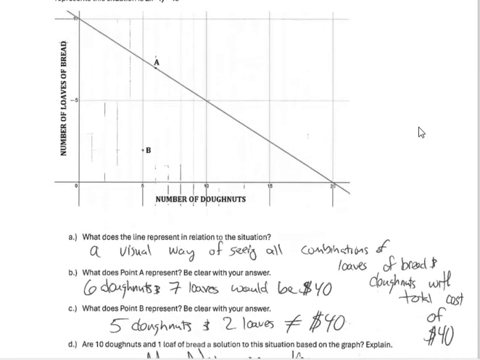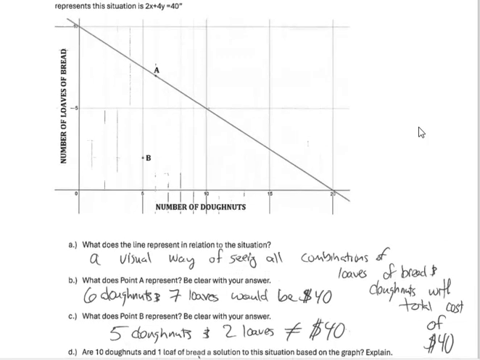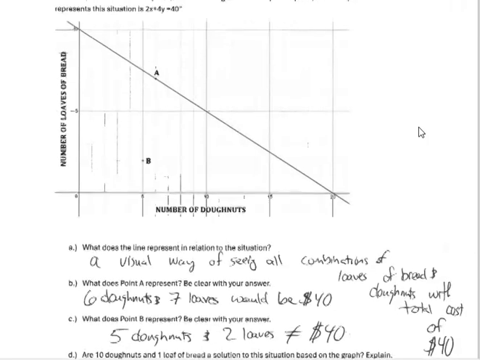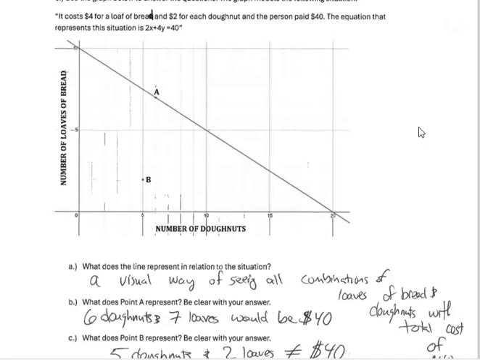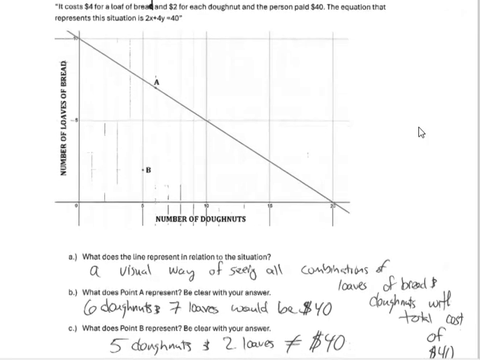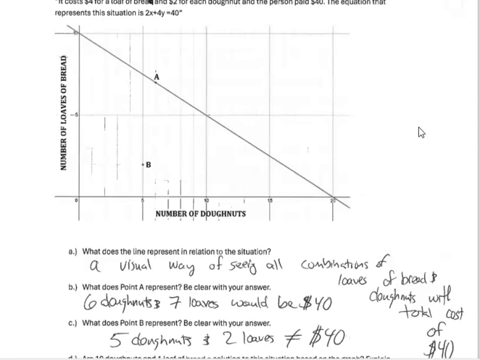So the first question said, what is a graph? Like, what does the line represent? And a line just represents all the possible solutions to this situation. It would be all the combinations of bread and donuts that would add to be 40. It says, what does point A represent? Well, it's a solution, meaning 6 donuts and 7 loaves of bread would be $40.